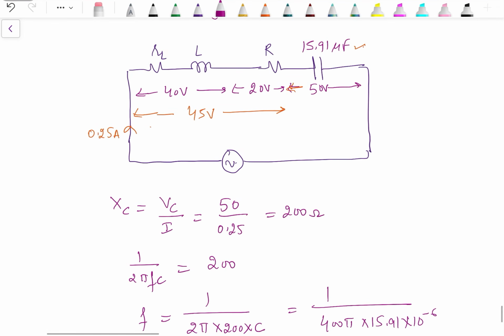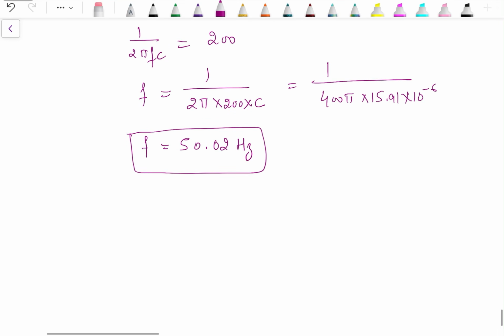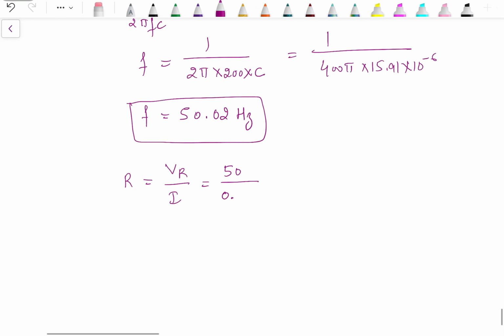We have the value of voltage across the resistance as well and current through the resistance, so we can calculate resistance. So R is VR upon I. VR is, not 50, it's 20. VR is 20, current is 0.25, so resistance is 80 ohm.